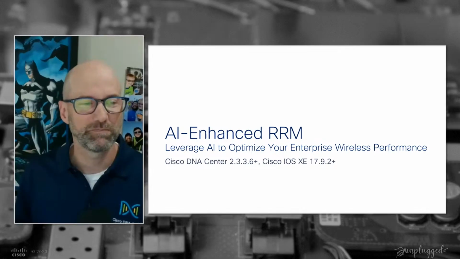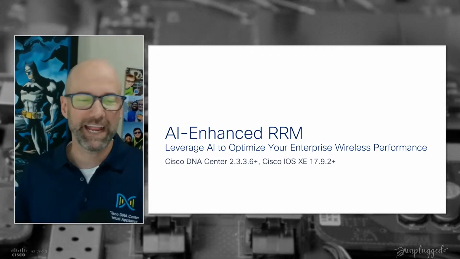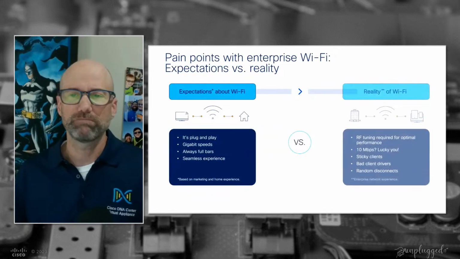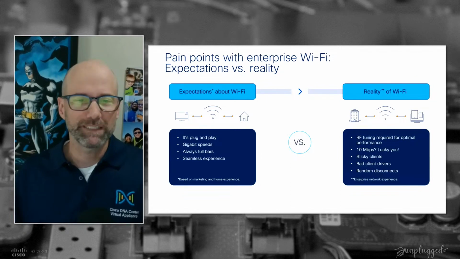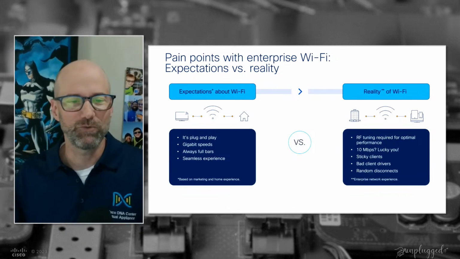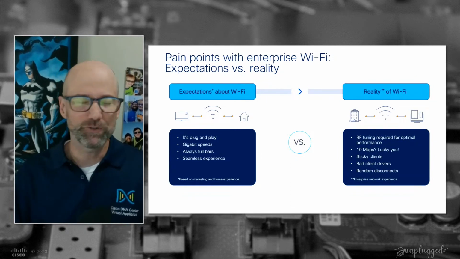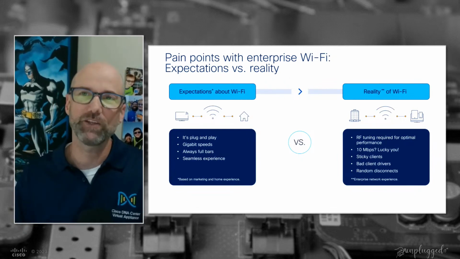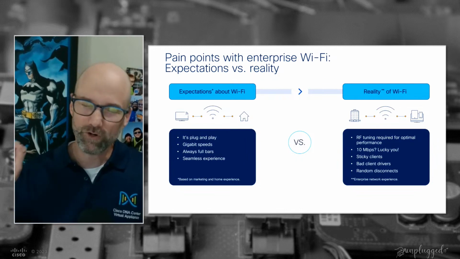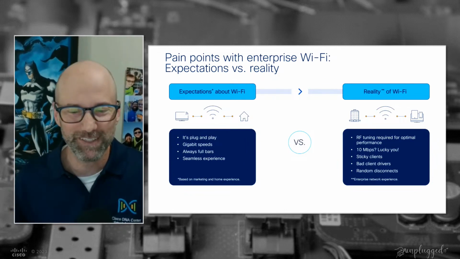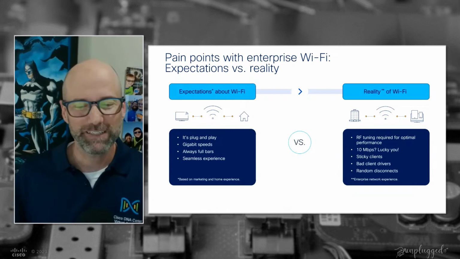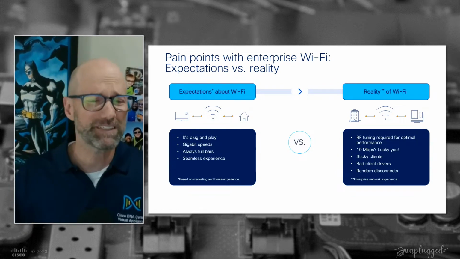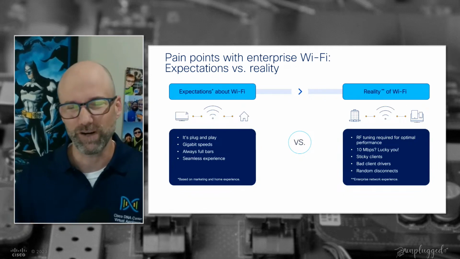Hey, thanks, Dan. So today we're going to go over AI Enhanced RRM. So this slide is somewhat funny, somewhat sad, I guess. We've got our expectations of our users when they come in for Wi-Fi. They think it's plug and play. You can just throw APs in the ceiling every so often, and I'm going to get gigabit speeds flying, full bars. I'm going to come in and I'm going to have a seamless experience. It's going to be awesome, right?